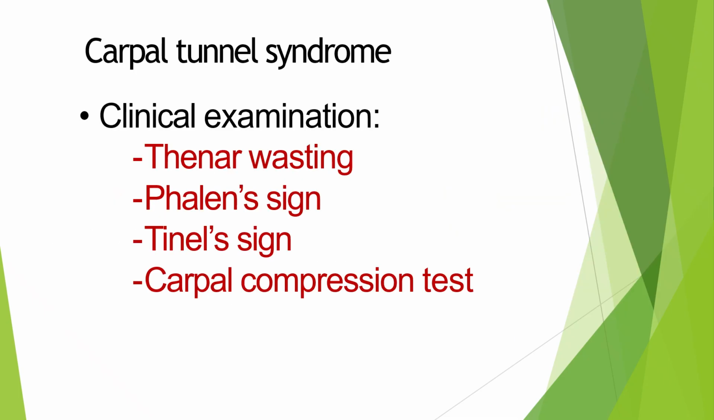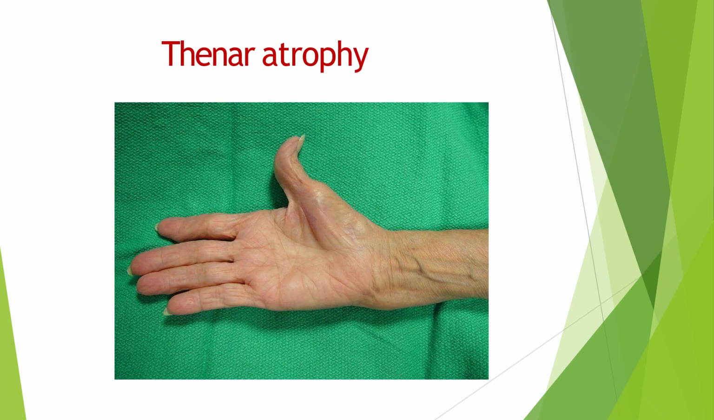Clinical examination of the carpal tunnel syndrome is done by looking at the thenar wasting muscles. There are important signs called Phalen's sign, Tinel's sign, and the carpal compression test. You can note the thenar muscle atrophy due to the carpal tunnel syndrome.